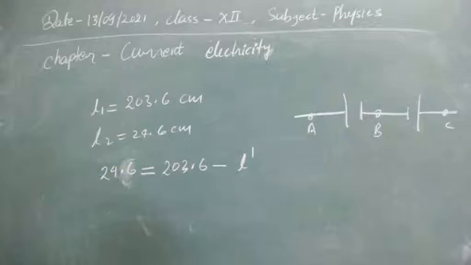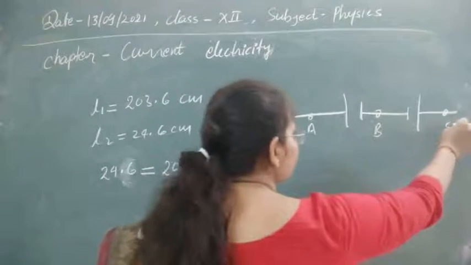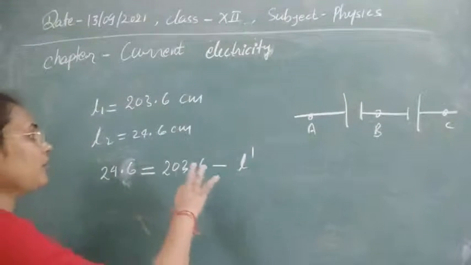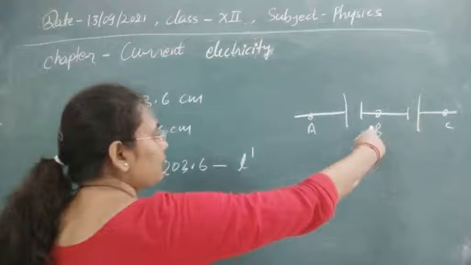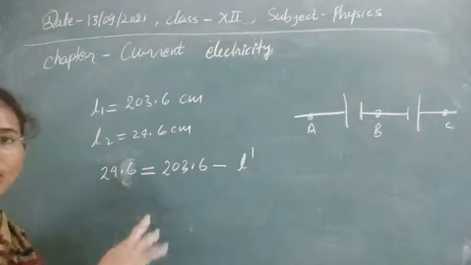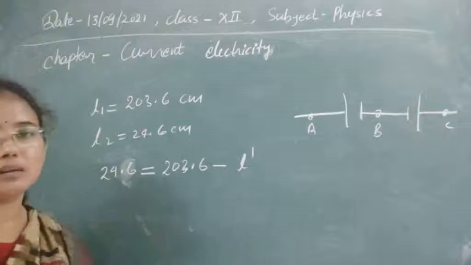So I think this is now clear. This is the balance point when the potentiometer is connected between A and C, and that should be equal to when it is connected between A and B and B and C. But as B and C have the opposite polarity, that's why we have used the minus sign here.